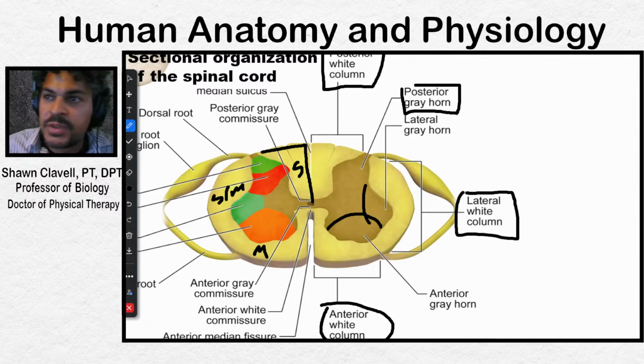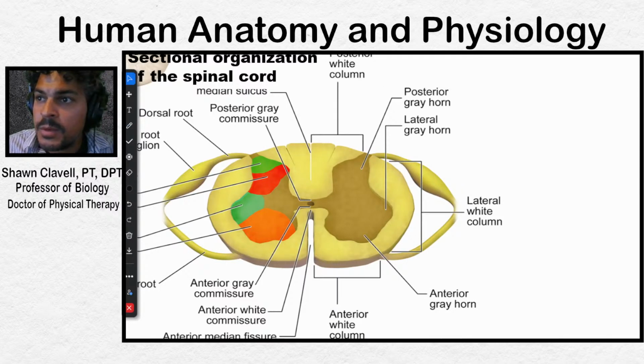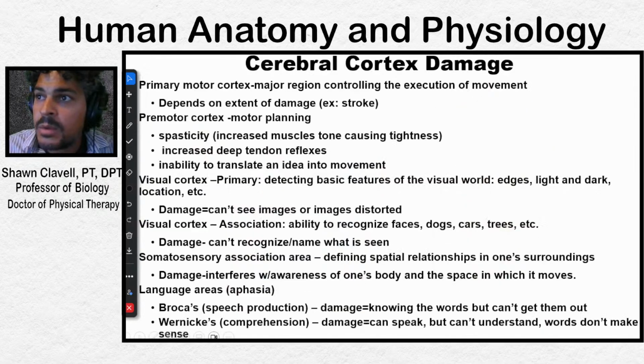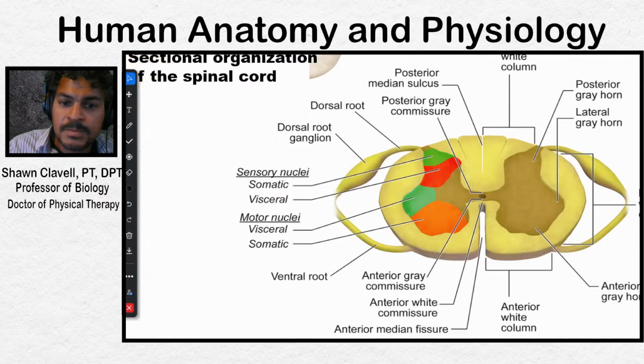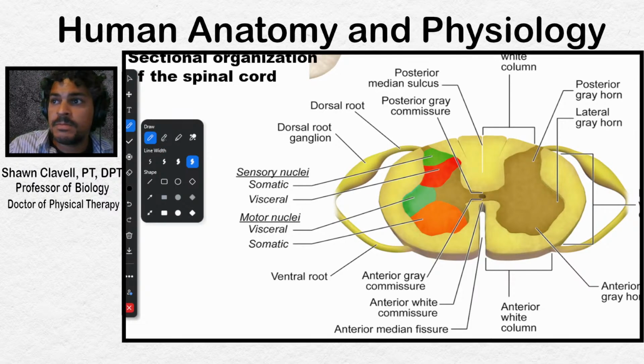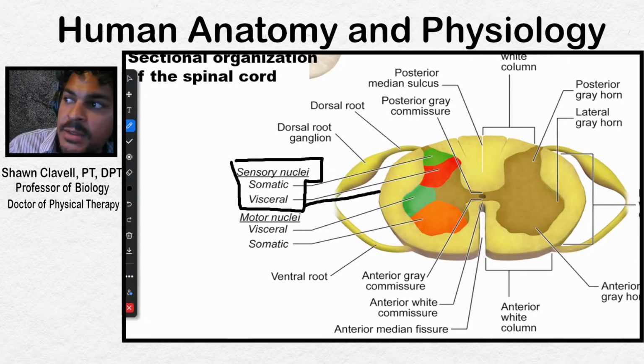And then as you can see, I'll move this over to the side here. You'll see that the motor nuclei are located in the anterior and lateral gray horns, and the posterior gray horn houses the sensory nuclei. Right, there it is in the front, and then the motor nuclei located in the anterior, excuse me.